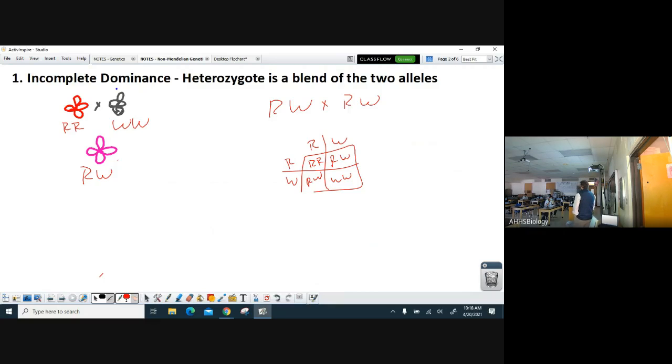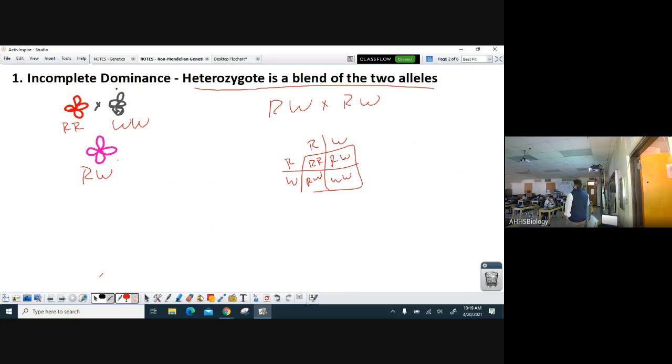The reason people miss this is they start thinking the colors are always blending. Well, I'm going to breed pink flowers with red flowers, and I'm going to get pinkish red flowers. And I can breed those pinkish red flowers with red flowers, and it'll get a little bit more red. And it doesn't work like that. It's just that the heterozygote is a blend of the two alleles, right?